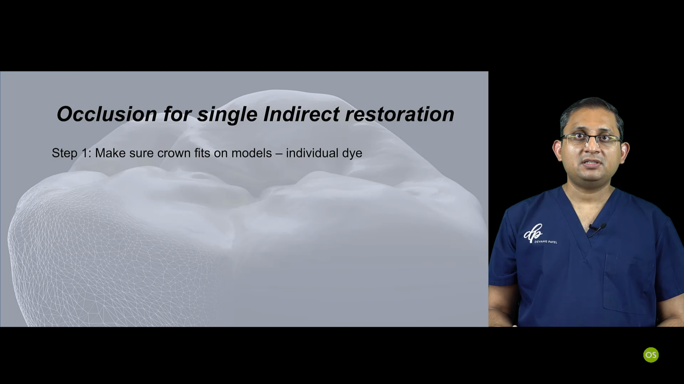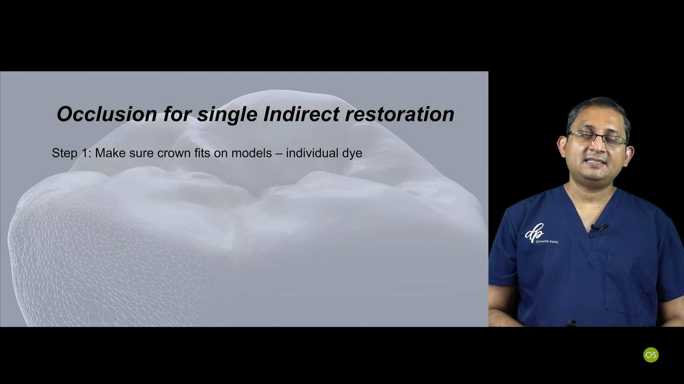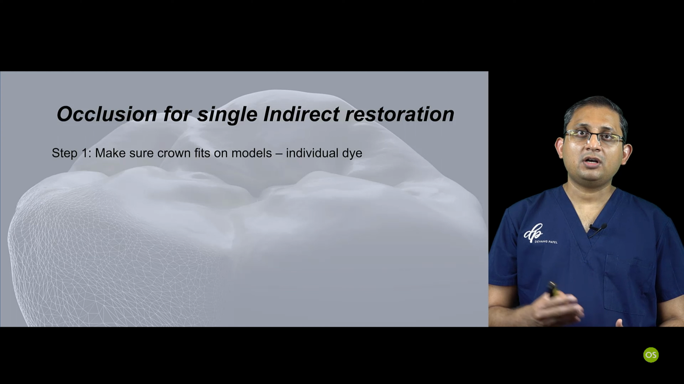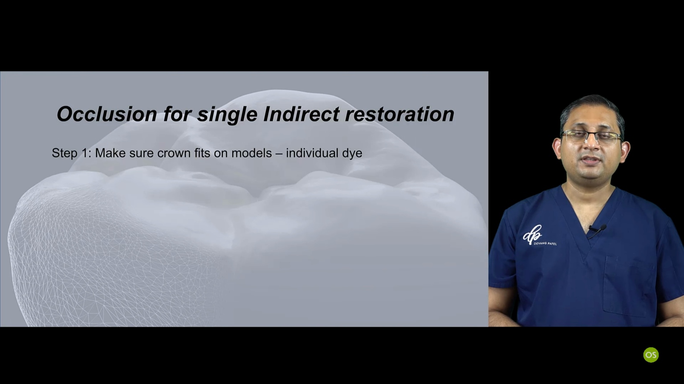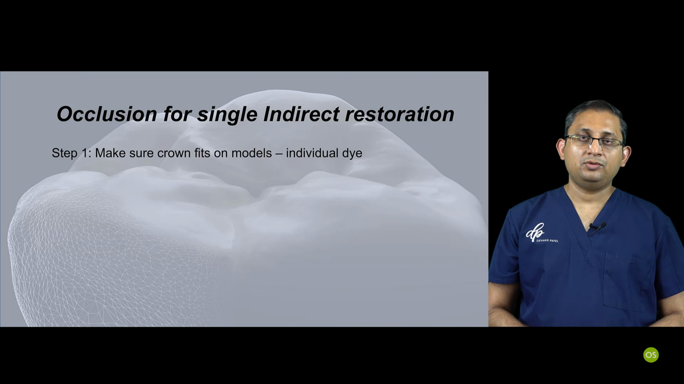And once that crown is done, they fit it on the static model where the dies are not cut, and make sure they check that it fits. And I want that static model to be delivered with the work so I can assess that the technician has done that. And this is very, very important if you want to avoid issues with occlusion and the contact points.